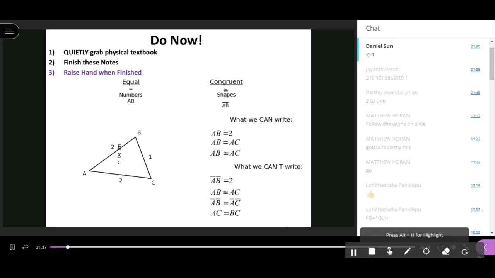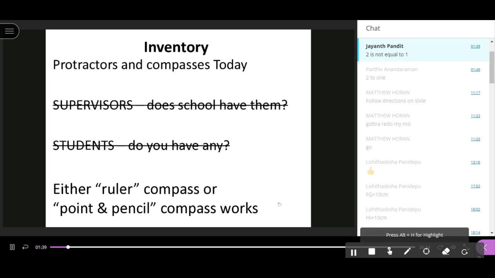Thank you. All right, so protractors and compasses, you really need these later this afternoon, this evening. I'm going to flip the classroom. I'm going to make a video of duplicating line segments, and you guys are going to follow along with that. So if you have a compass, awesome. You just need it at home. Whether it's the ruler compass or point and pencil compass, either one would work.